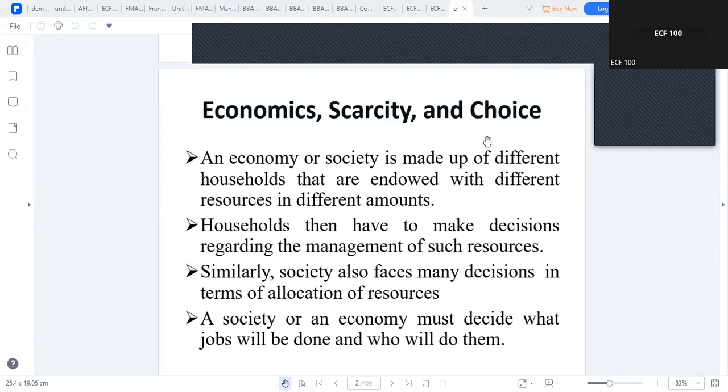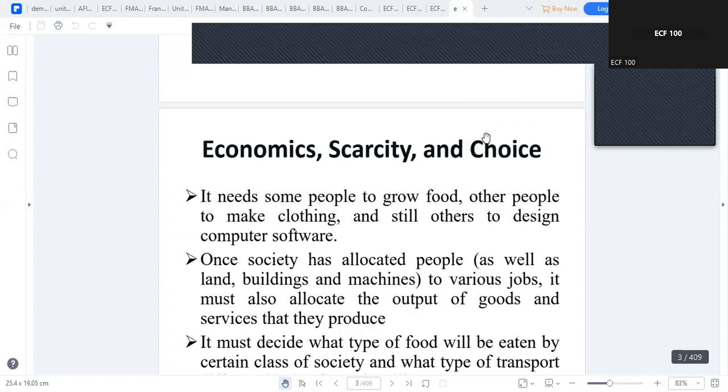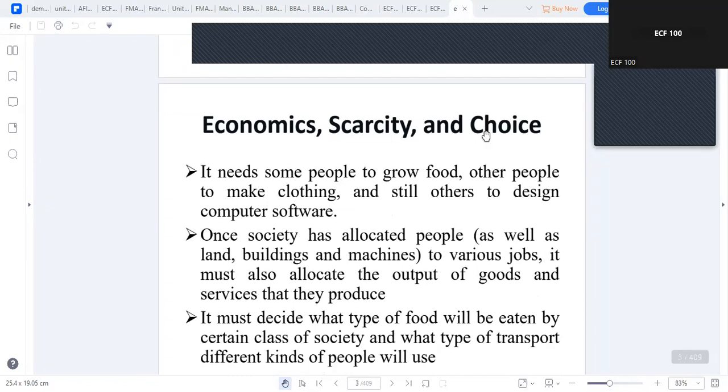So in an economy or a society made of different households with different needs, households need to make decisions based on the scarce resources. So society must therefore decide what must be produced, for whom, and where. There are three basic questions that must be answered in economics, and we'll break them down. People need to grow food, make clothing, and design different kinds of products and services because of scarcity.